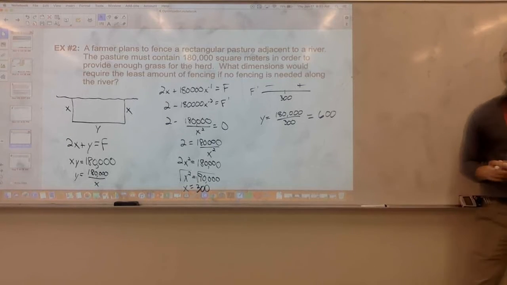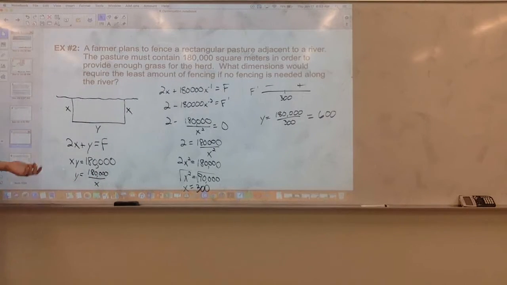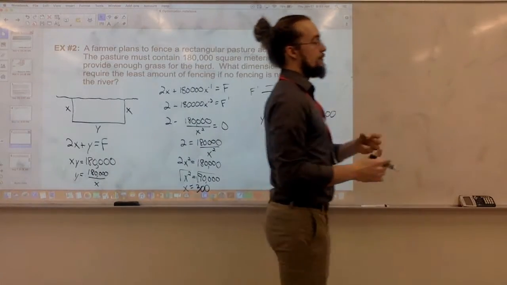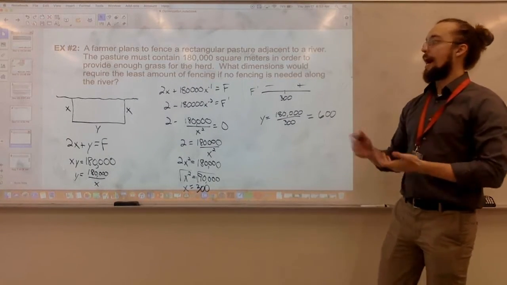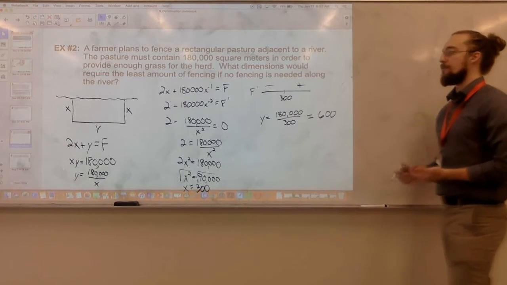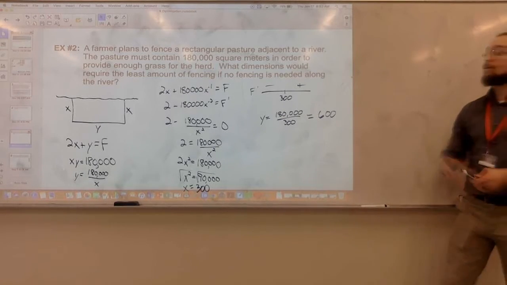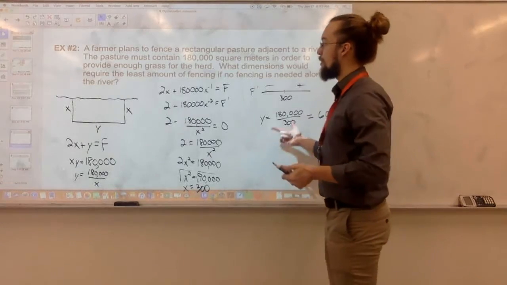All right. So my final answer here, the dimensions that would require the least amount of fencing, is a 300 by 600 pasture. That's the answer. We may want to write out half a sentence saying the dimensions that would require the least amount of fencing are 300 by 600. We do want to make sure that we answer the question.